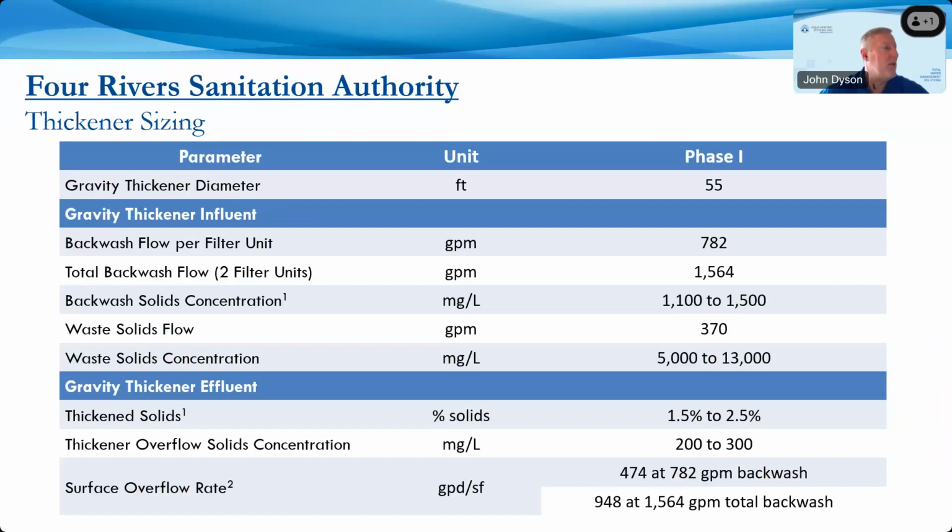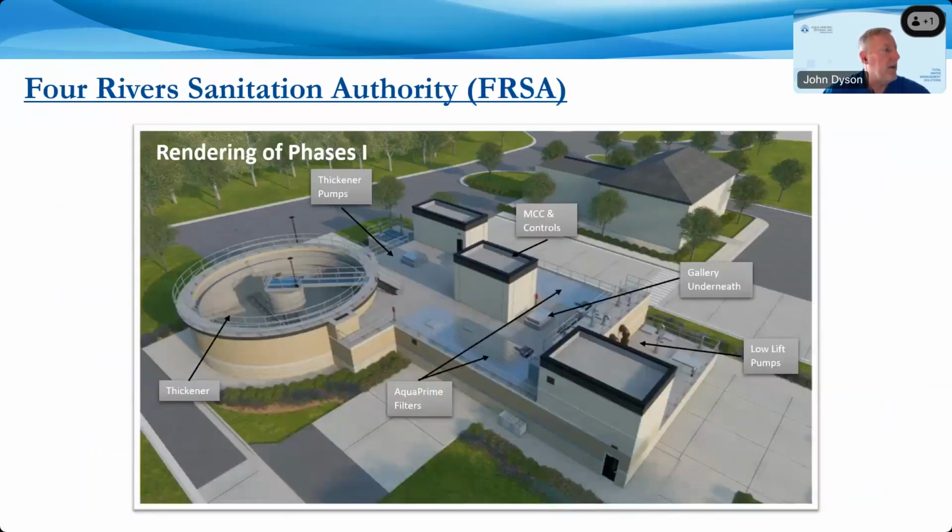A lot of people ask, what do you do with your backwash water and the settled solids? Well, in this case, the facility already uses thickeners to take their primary waste and thicken it up before they send it to their gravity belt thickeners. So that was ultimately the plan here. These were the design conditions that we utilized for the design of the thickener.